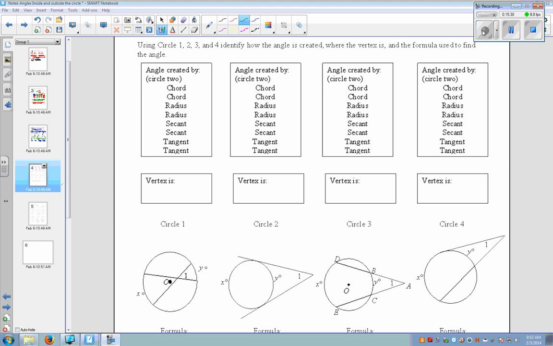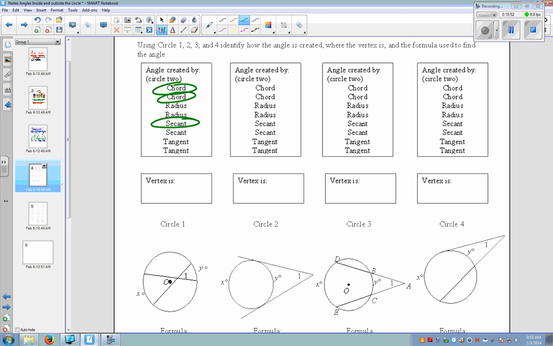Okay, it says using circles 1, 2, 3, and 4, identify how the angle is created, where the vertex is, and the formula used to find the angle. So take a look at circle 1. What types of lines are these really? Well, we have 2 chords, and they are secant, because they're crossing each other, and they cross the circle twice.